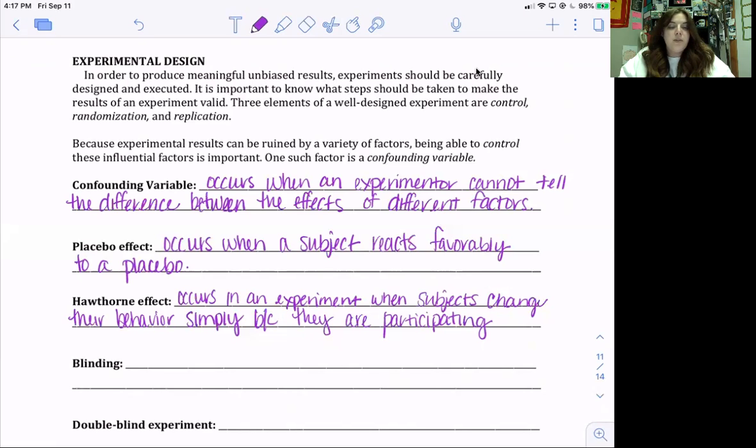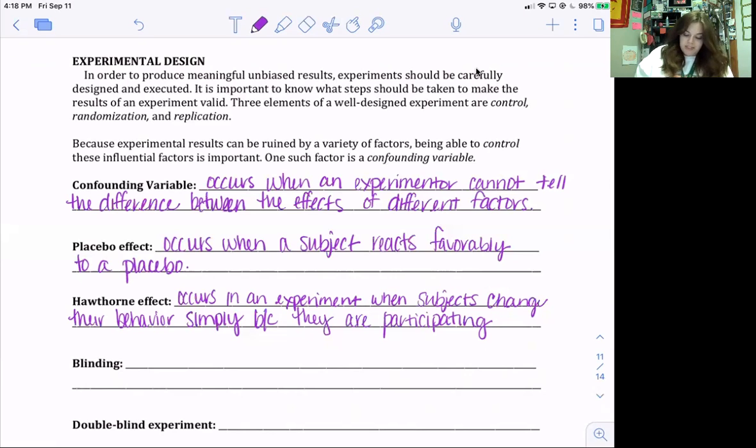So then that becomes a confounding variable, because we don't know: are they showing weight loss because of the change of diet, because of the change in working out, or is it because of the pill? So those become complications within an experimental design.